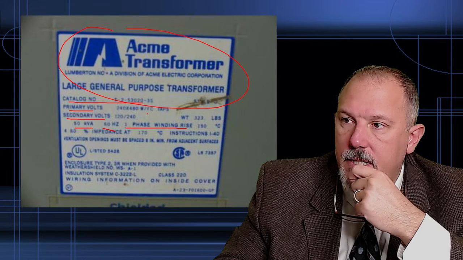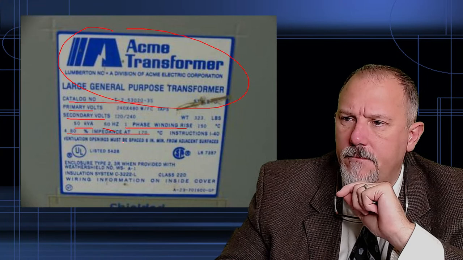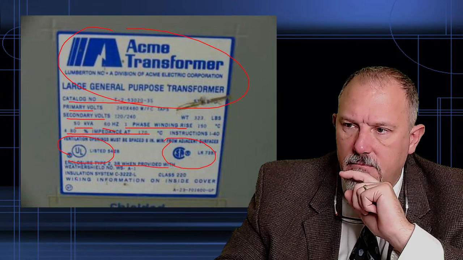Trying to see what else is on here. Where's the impedance? There's the impedance. And I can't even read the impedance. It's so blurry. I think it's 3.0. There's my listing marks. There's my Canadian CSA. Enclosed type 2, 3R when provided with weather shield. So there's a lot of information on the label of a transformer.